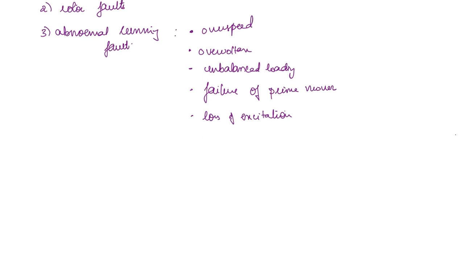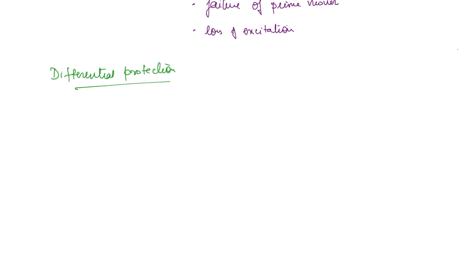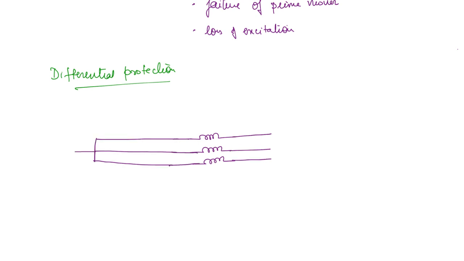Most often for the generator and motor, differential protection scheme is used. So let us say this is the generator windings, the three phases of the generator winding. On one side it is all connected together. This is the star connected windings. And on the other side it is giving the supply. The line currents are flowing. So here we are going to have the circuit breaker.